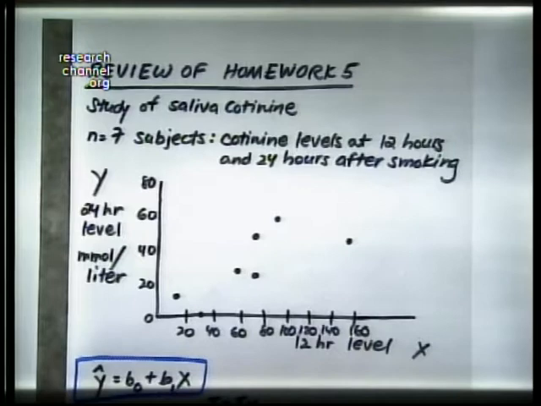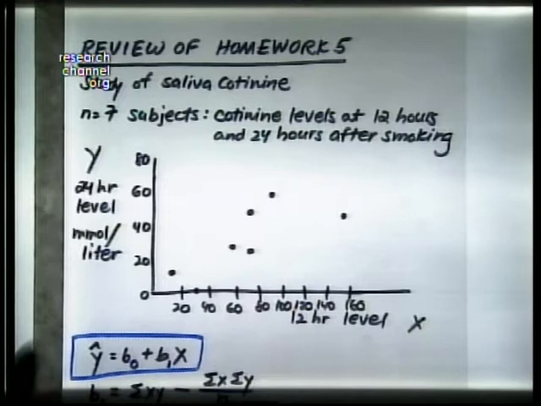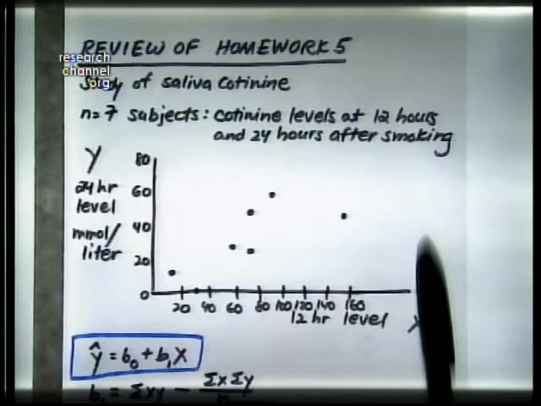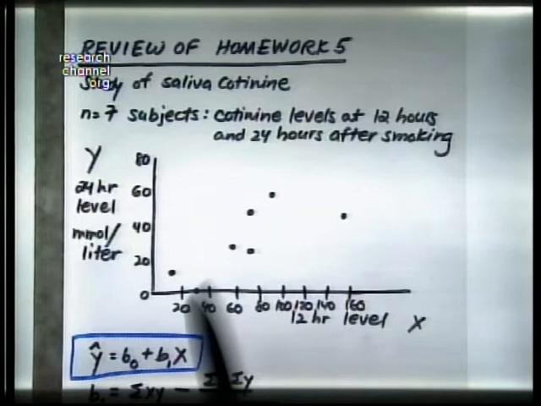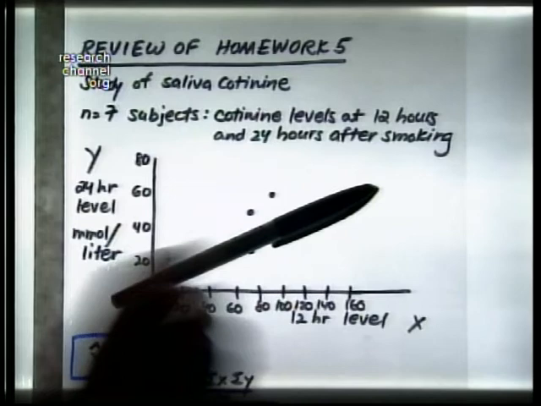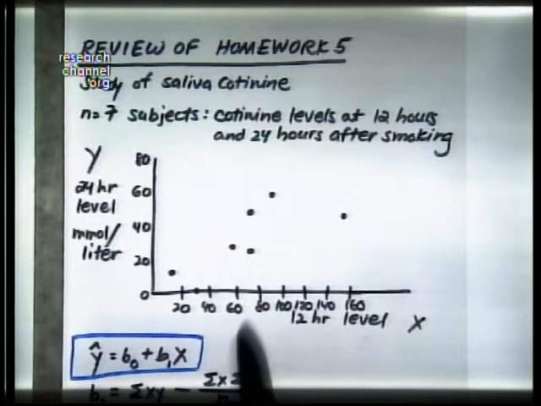So here we have two continuous measurements at 24 hours and 12 hours, and we may be interested in looking at the linear relationship between these two continuous variables. Here we have 7 points illustrating the relationship between the 12 and 24 hour measurements for each of the seven individuals. What we see is what could appear to be somewhat of a linear relationship, a positive linear relationship. As the 12-hour measurement goes up, correspondingly the 24-hour measurement appears to be high.